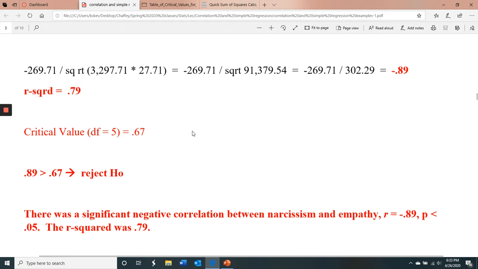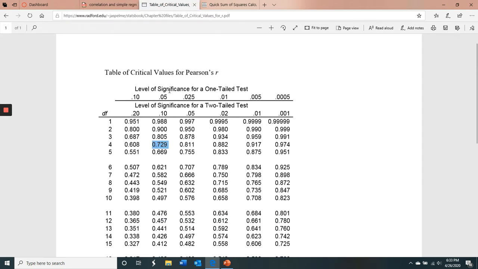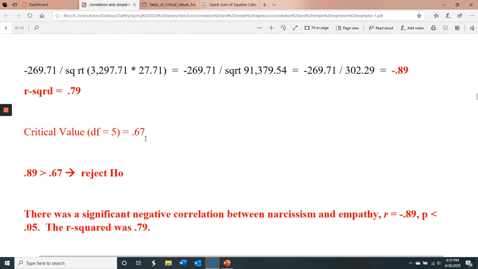We have to find a critical value. We had 7 people in our study, so 7 minus 2, we have 2 variables. 7 minus 2 is 5 degrees of freedom. So we go to our critical table. One tail test 0.05. We have 5 degrees of freedom. So it looks like our critical value is 0.669. I rounded it up to 0.67 because we rounded up for the correlation.